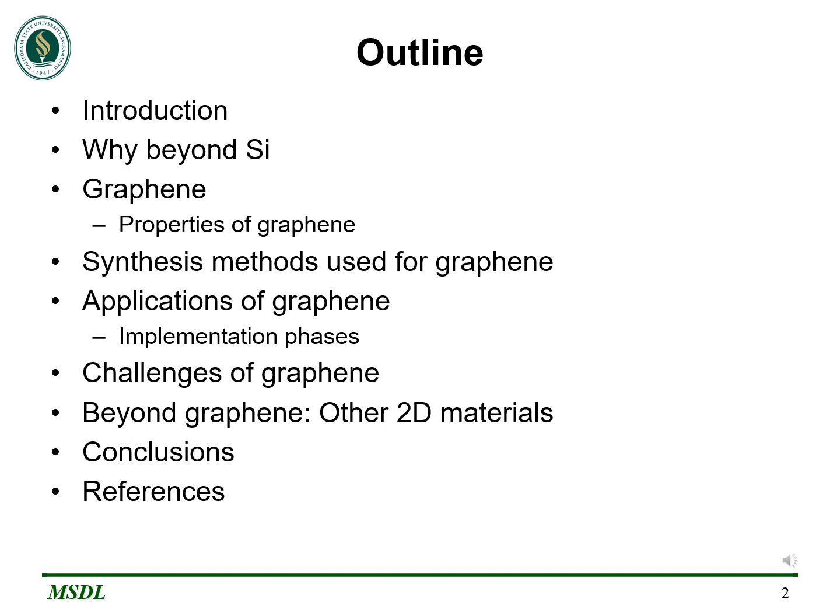We start with the introduction, then we will discuss why we look for materials beyond silicon, followed by knowing about graphene and its properties. We will also discuss different synthesis methods used for graphene and graphene's applications. Furthermore, we will discuss some challenges in integrating graphene and then know about some materials beyond graphene. Finally, we will conclude the key points covered in the presentation and provide references for further reading.